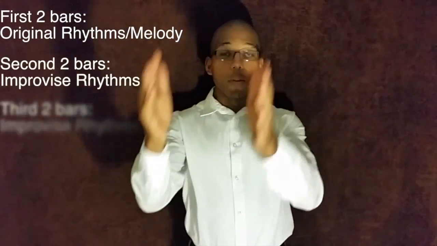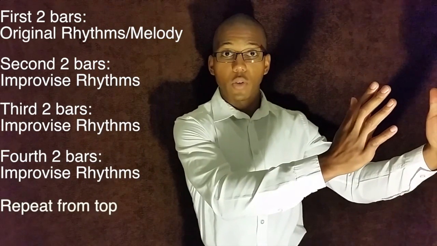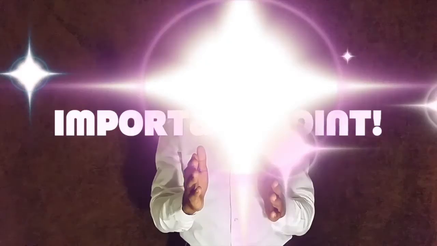And so every first iteration of this 2-bar form of 4, you're going to play the original rhythm and melody, and then you're going to improvise, improvise, improvise, and then the next 4, the original rhythms and melody. And this is going to help when you listen back to the recording. Important point, you should be recording your practice, okay?